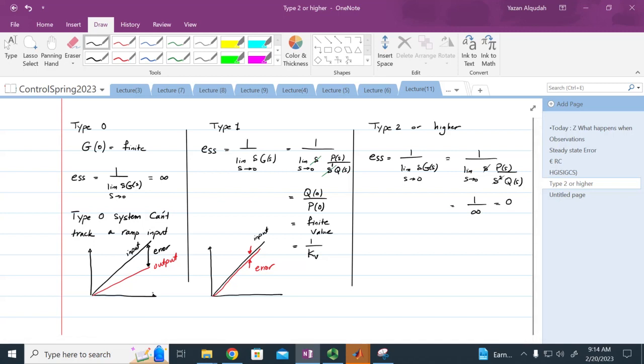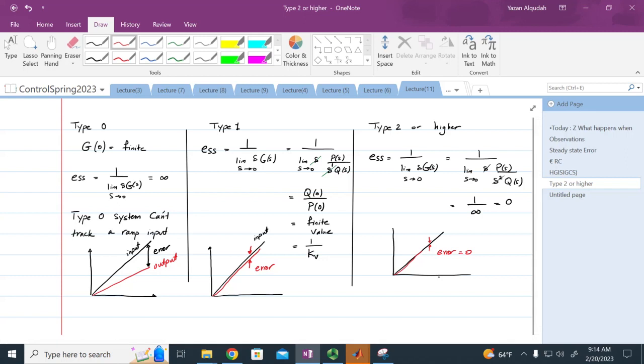And therefore, if I have a system that is type 2 or higher, if I have a ramp, then in the steady state, the error is going to equal to a 0. Is that clear, everybody? Okay.